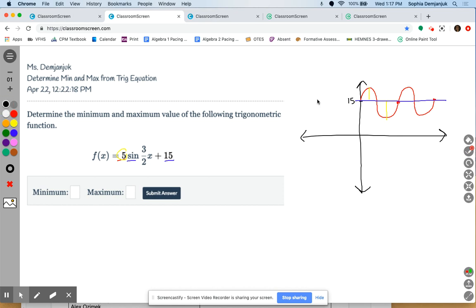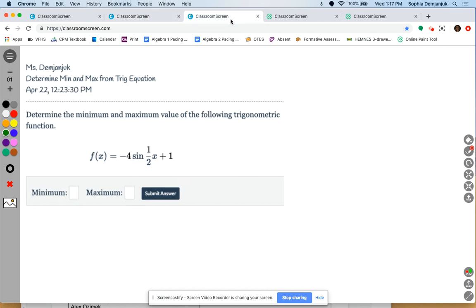So if I'm going up 5 from the 15, I have a max of 20. If I'm going down 5 from the 15, I have a minimum of 10. So minimum 10, maximum 20. Then you can do it again with more examples.